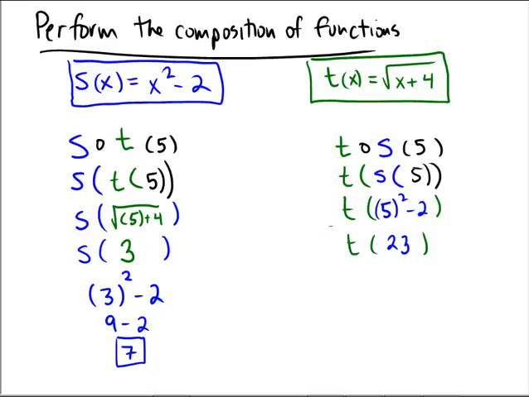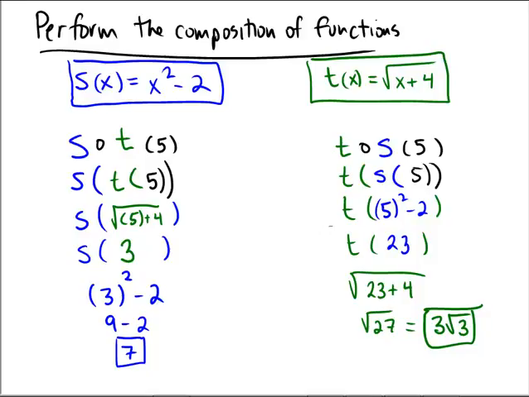So what is t of 23? Well, according to the t rule, that would be the square root of 23 plus 4, and 23 plus 4 is 27, and as we've seen in other examples, this reduces to 3 times square root of 3. So we got totally different numbers based on which order we did the composition in. So why don't you pause the video and try a couple on your own then.